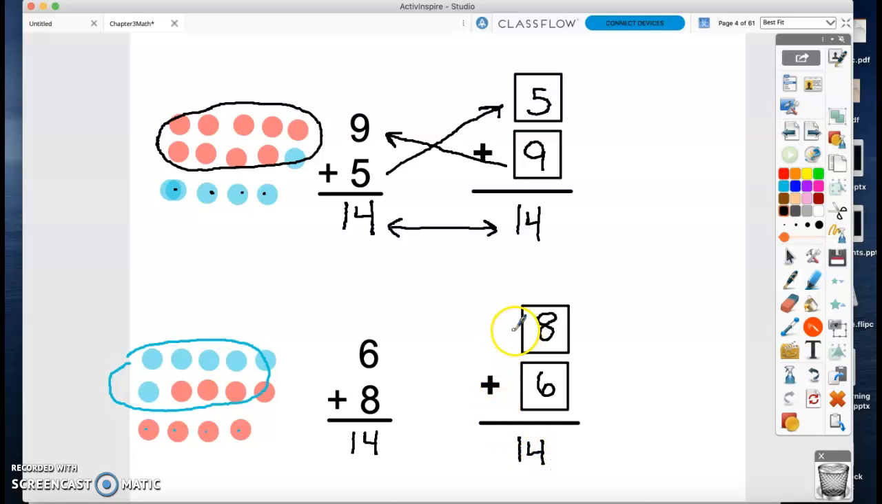Remember, we can change the order of our add-ins, but our answer, our sum, stays the same.